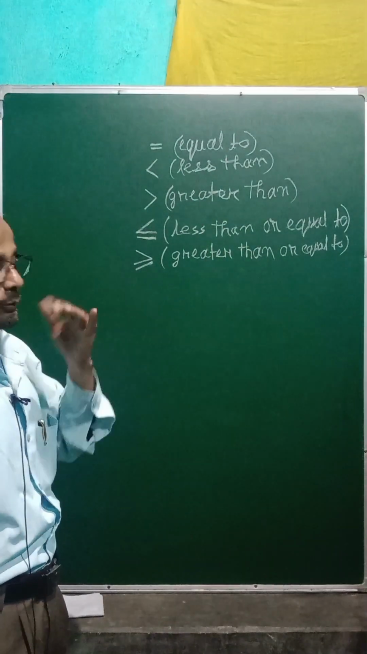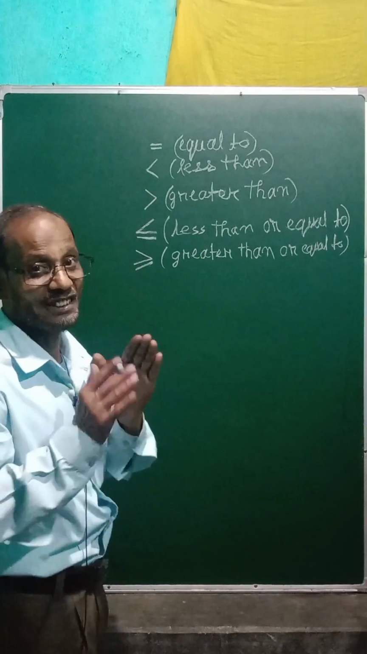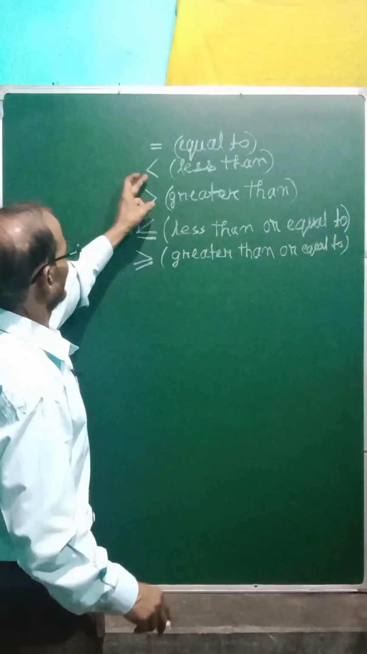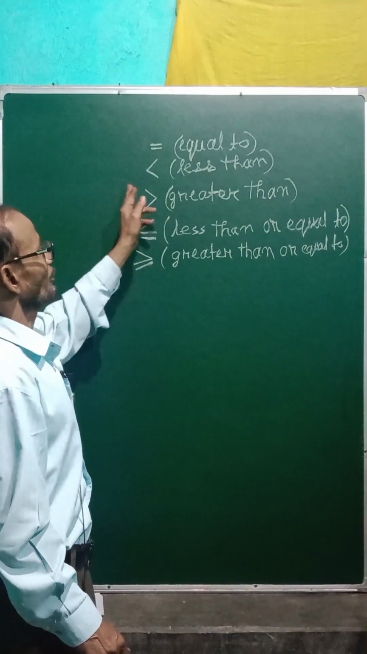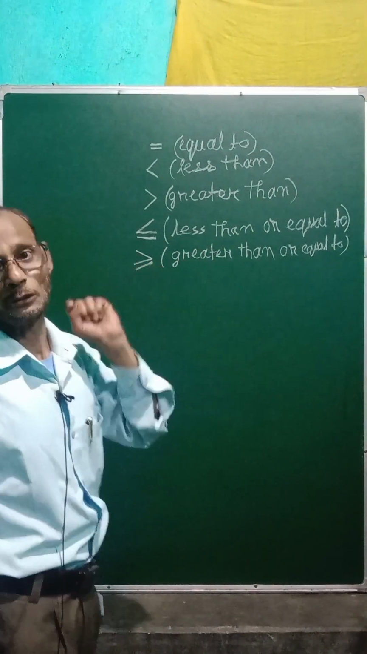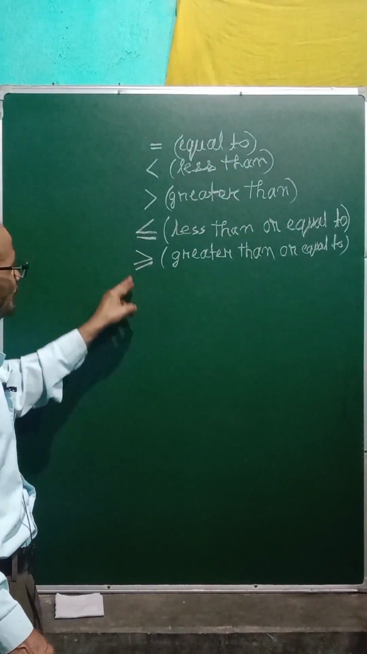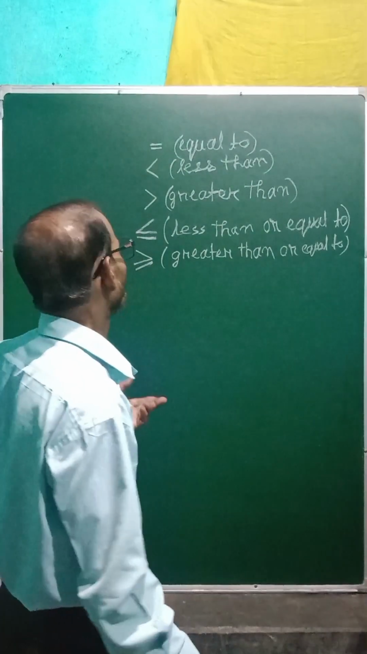And one more thing to remember, these two inequalities are called strict inequalities because they denote only one condition: less than, cannot be equal to the other expression. And here at times it can be equal also. So these two signs are called slack inequalities.